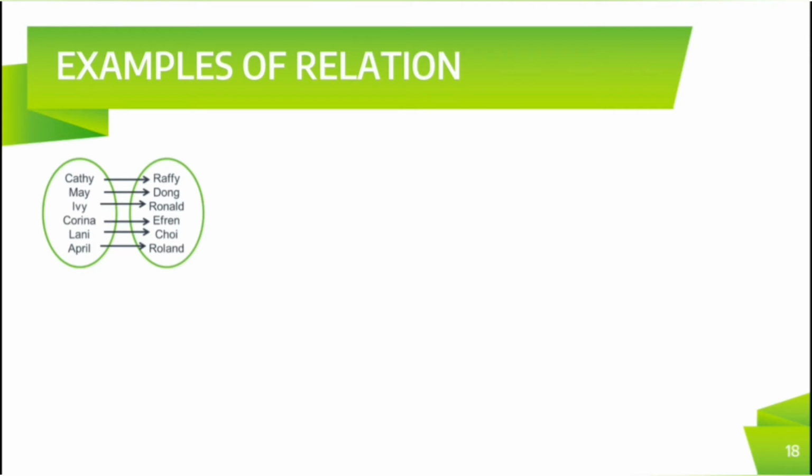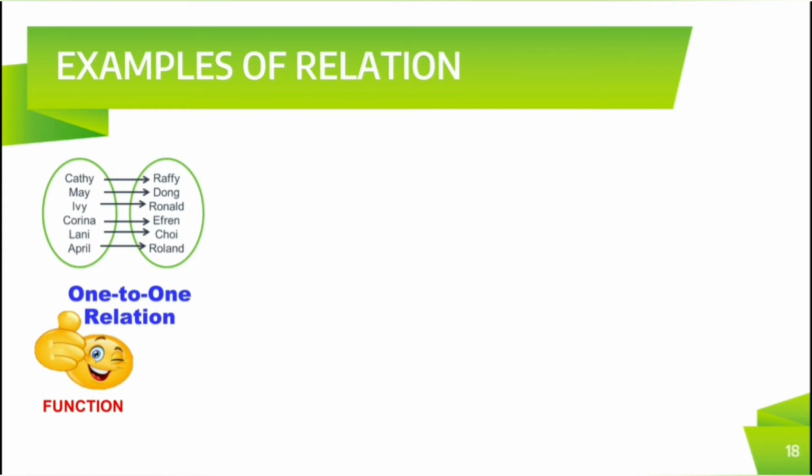Let's try kung alam na natin mag-determine kung ito po ay relation or function na. Sa una example natin, ano nakikita natin? Si Cathy tsaka si Rafi, si May tsaka si Dong, si Ivy, si Ronald, si Corina tsaka si Efren, si Lani tsaka si Choi, si April at tsaka si Ronan. So makikita po natin, they are couples. So 1-to-1 relation. Dahil 1-to-1 relation siya, matatawag natin itong function.